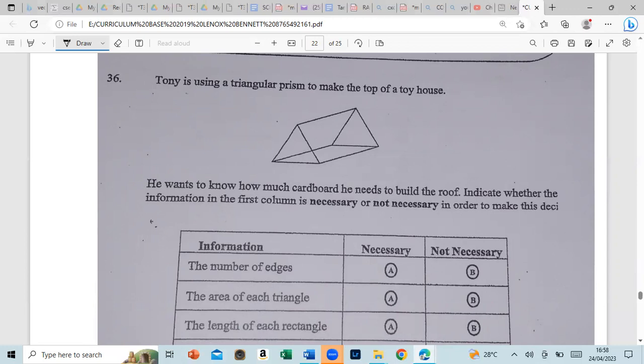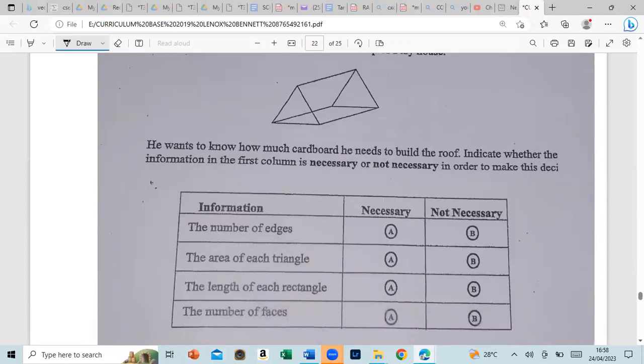Alright, so it says the number of edges, is that necessary? The area of the triangle, is that necessary? The length of each rectangle, would that be necessary? The number of faces, would that be necessary? Type in what you think in the comment section.